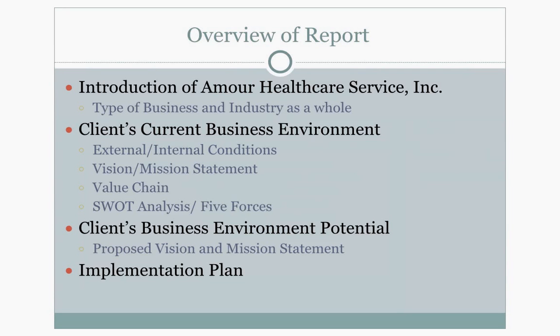So we'll start with the overview of the business plan report. It begins with an introduction of Amour Healthcare Service and the type of business and industry as a whole that they will be operating in. It goes over the client's current business environment, your external and internal conditions, the vision and mission statement of Amour Healthcare Services, value chain analysis, a SWOT analysis, and the 5 forces model. Also discusses the client's business environment potential, proposed vision and mission statement, and the implementation plan for 3 years.